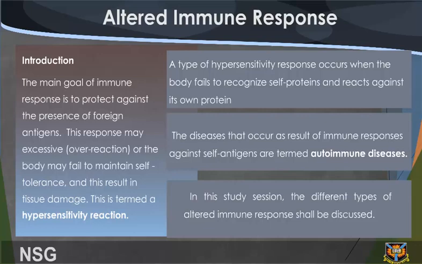This is termed a hypersensitivity reaction. A type of hypersensitivity response occurs when the body fails to recognize self-proteins and reacts against its own protein. The diseases that occur as a result of immune responses against self-antigens are termed autoimmune diseases. In this study session, the different types of altered immune response shall be discussed.